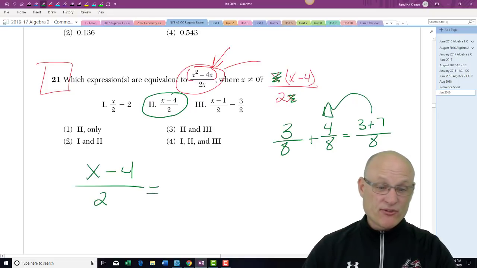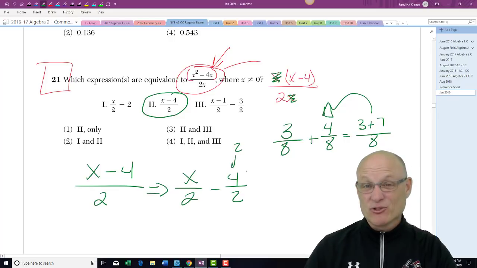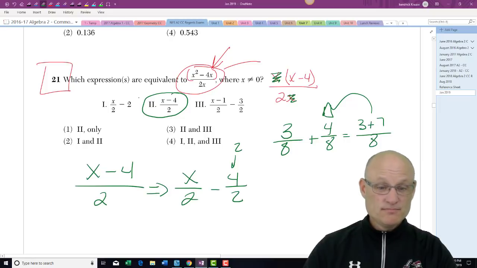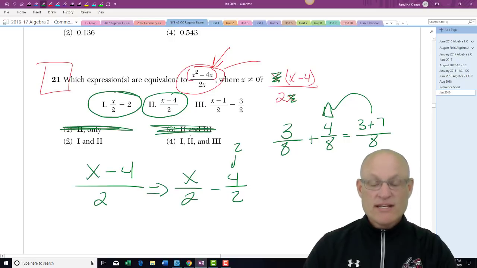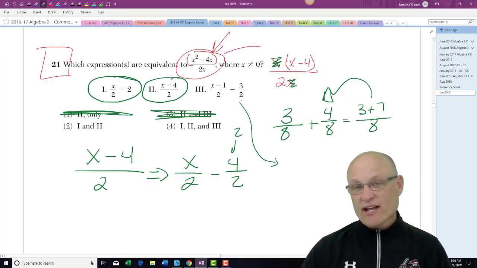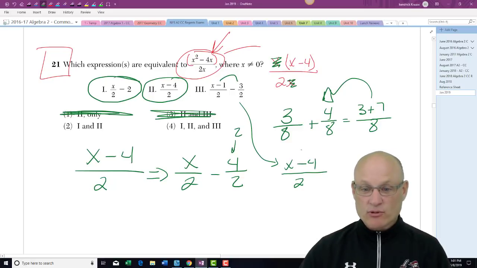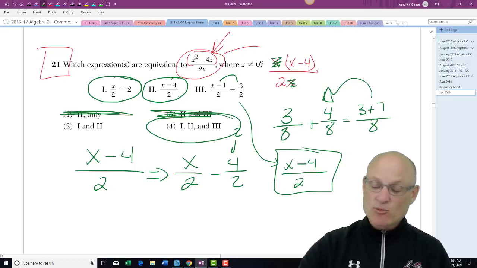So what I'm going to do is say this is equivalent to x over 2 minus 4 over 2. Well, isn't this really just negative 2? So negative 2 plus x over 2. 1 works. Now we just got to see if 3 works. Now here's the way you're going to do 3. See how they already have a common denominator? Why in the world we would do this, I don't know. But I can add them, and I can say, okay, that's x minus 1 minus 3 is minus 4. And that one works as well. So that's why that's the right answer.